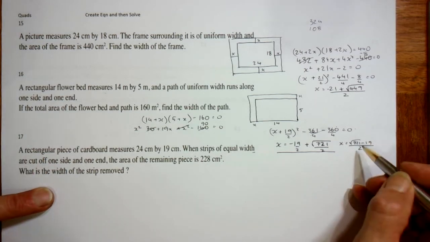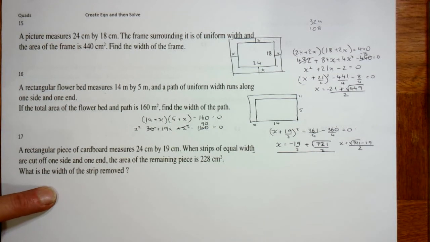That's fine. Root 721 is about just under 27. 729 is 27 squared, so 721 is a little bit under 27 squared. Take away 19 is just under 8. And then when we divide by 2, we're going to get just under 4.